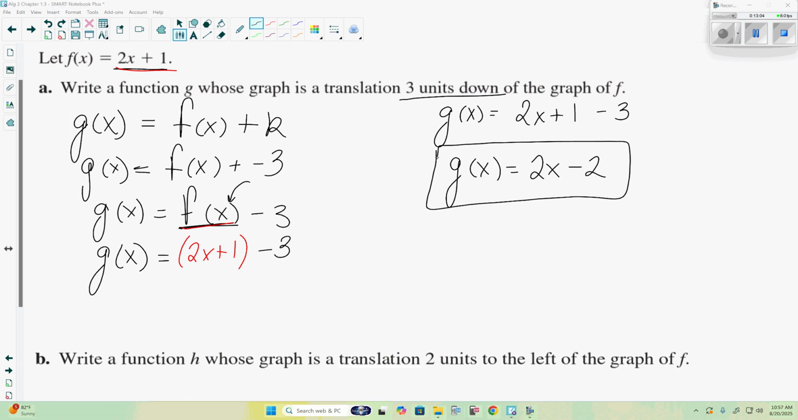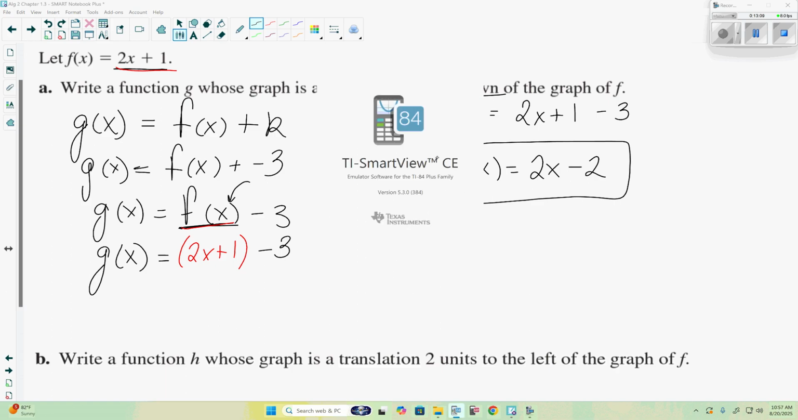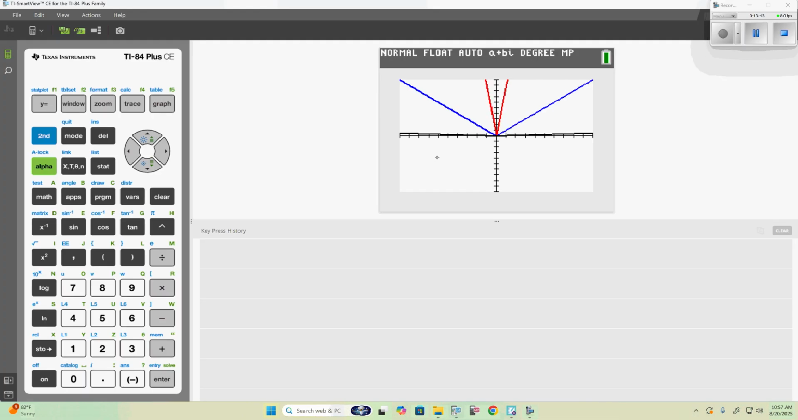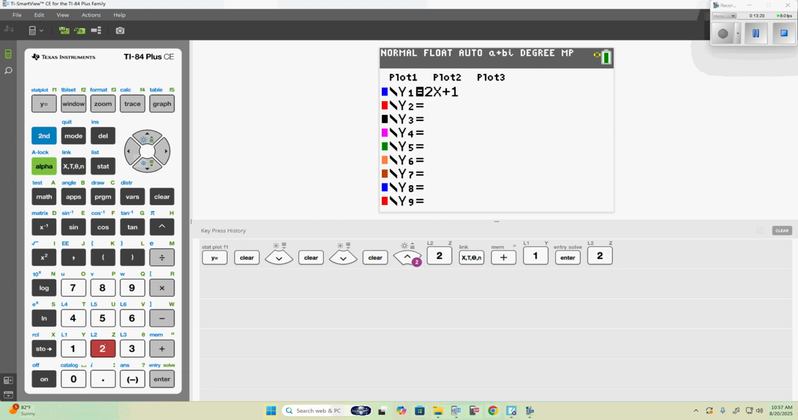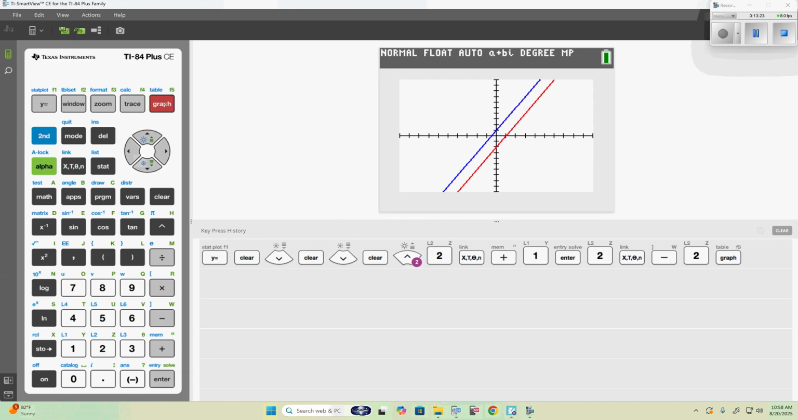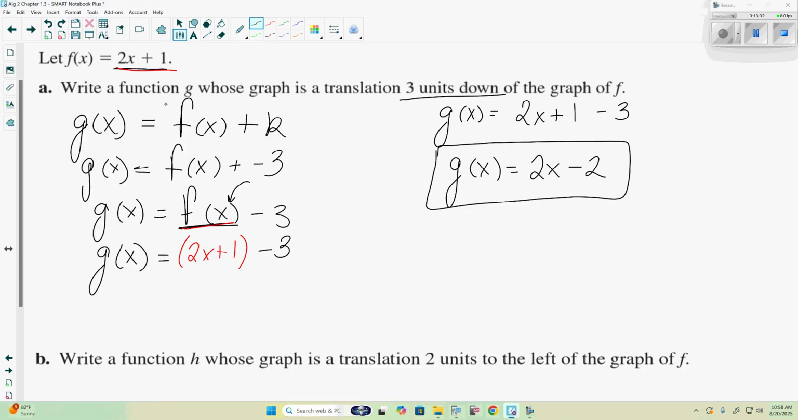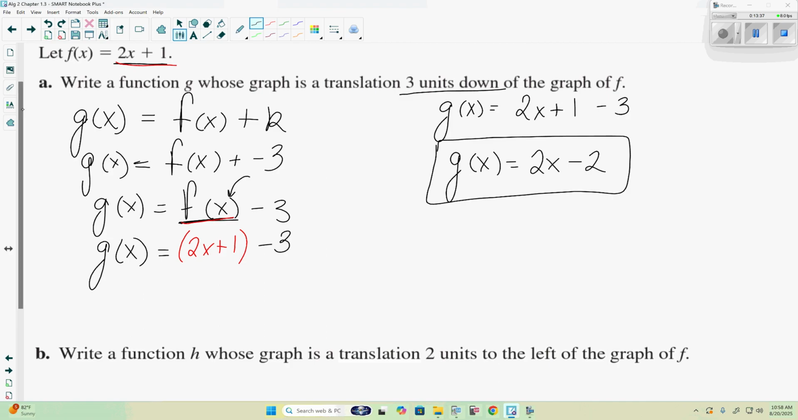Now, what this is telling us is that this function here, when we went from 2x plus 1 to 2x minus 2, we moved the whole function down 3. Going from the blue graph to the red graph, it did indeed move everything down 3. That's it. Questions on this here? Let's look at the next one.